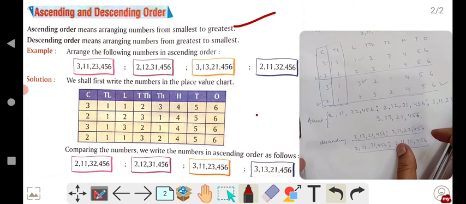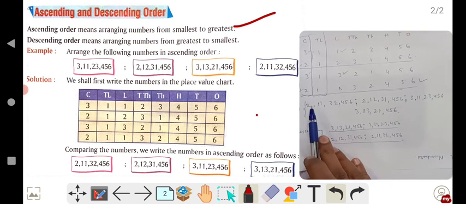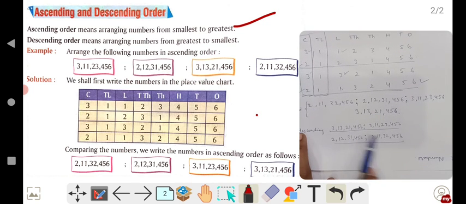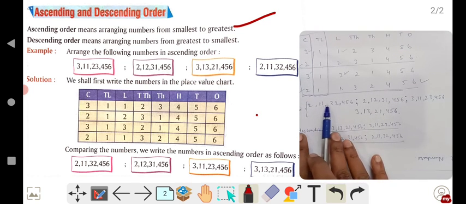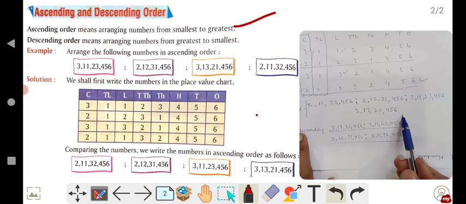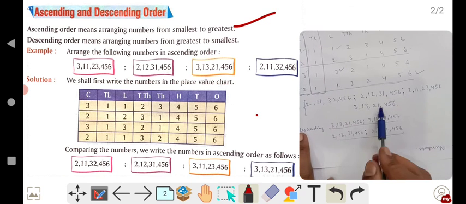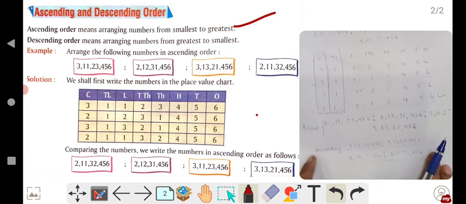Okay, understood now? Yes, ascending and descending. Ascending from small to big, descending from big to small. If you come to know ascending, you need not worry about descending. Descending is just opposite to ascending. From last to first you have to write and that will be in descending order.